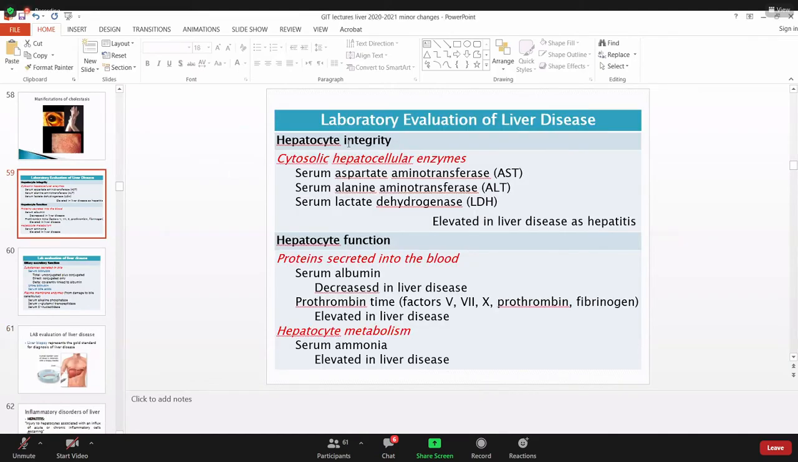Laboratory evaluation: how do we test for liver abnormalities? The main liver function test, we test what we call serum aspartate aminotransferase, which is the AST, serum alanine aminotransferase, ALT, and serum lactate dehydrogenase, LDH. Usually these three enzymes are elevated if there is a primary liver injury injuring the hepatocytes.